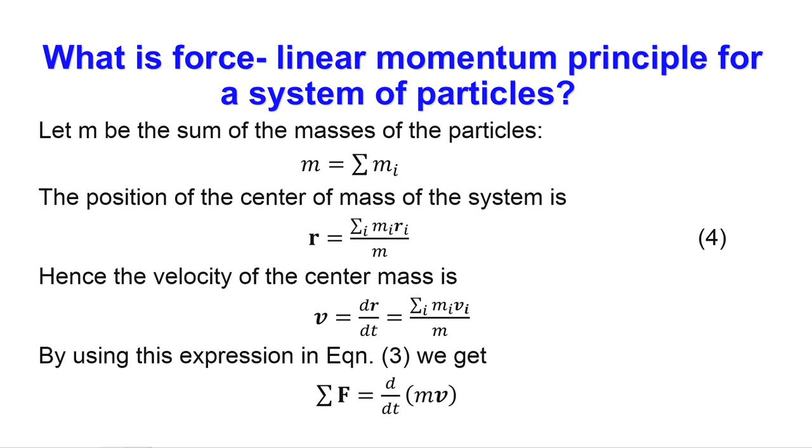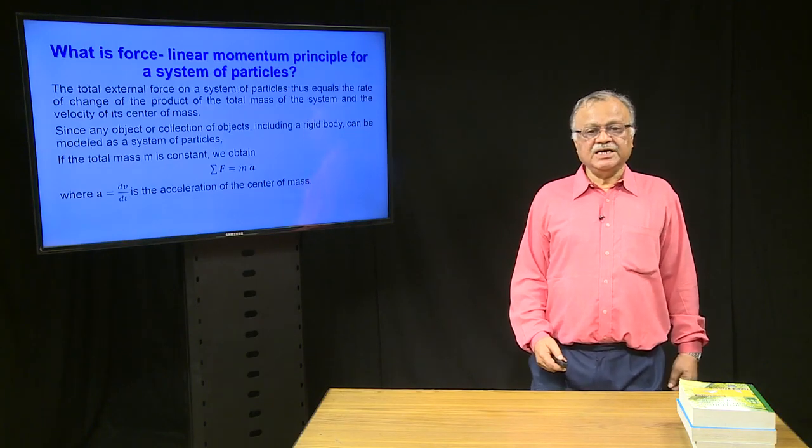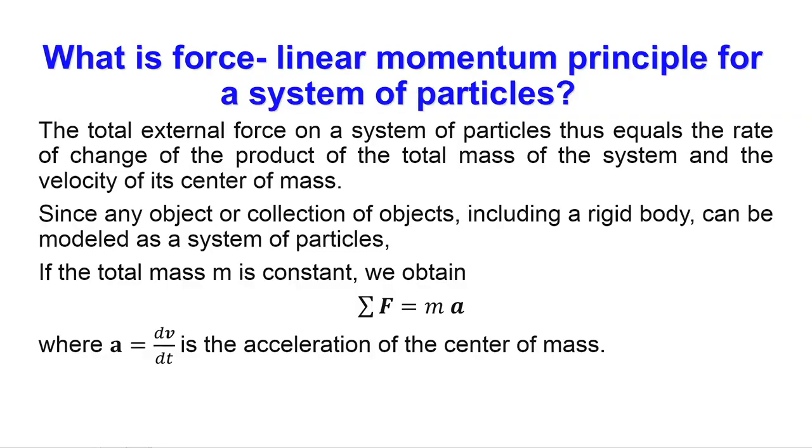This way, the earlier equation we can simplify as sigma F equals d/dt of m v, where m is the mass of the center of mass, that means the total sum of the masses of the particles, and v is the velocity of the center of mass. So, this way we get this equation. Here we can see that the total external force on a system of particles equals the rate of change of the product of the total mass of the system and the velocity of the center of mass.